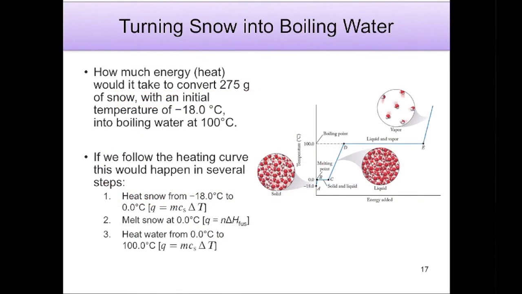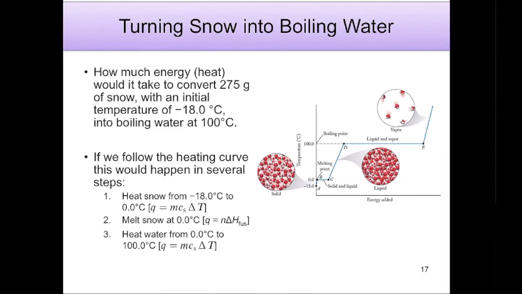So now let's go back to our example of turning snow into boiling water. How much energy or heat would it take to convert 275 grams of snow with an initial temperature of minus 18 Celsius into boiling water at 100 degrees Celsius? If we follow the heating curve, we would have to go through a few different steps. So it's not just one simple calculation to figure it out.